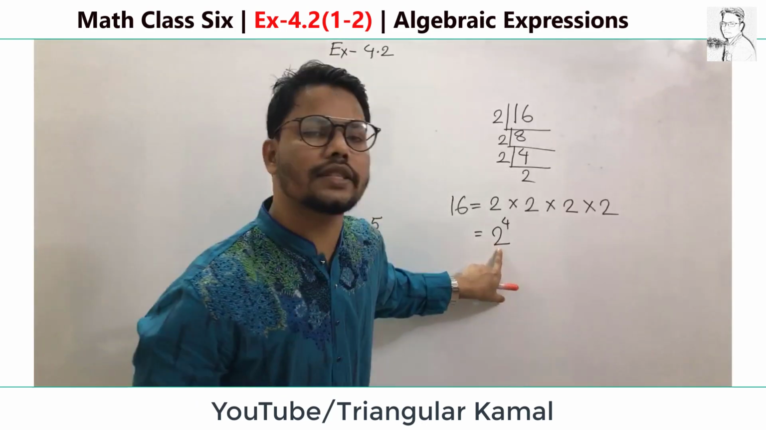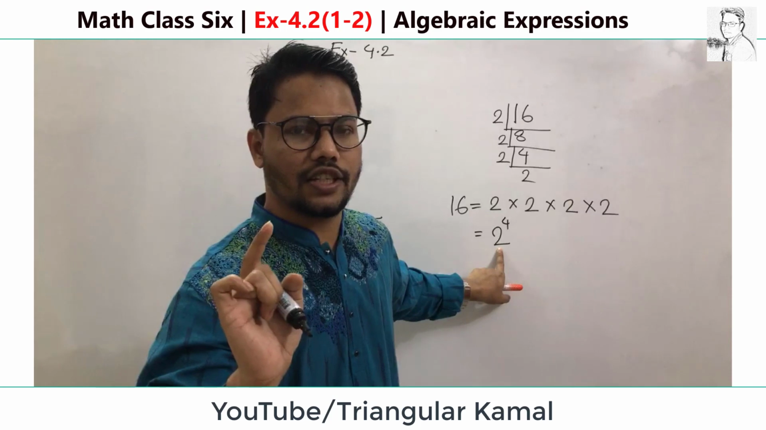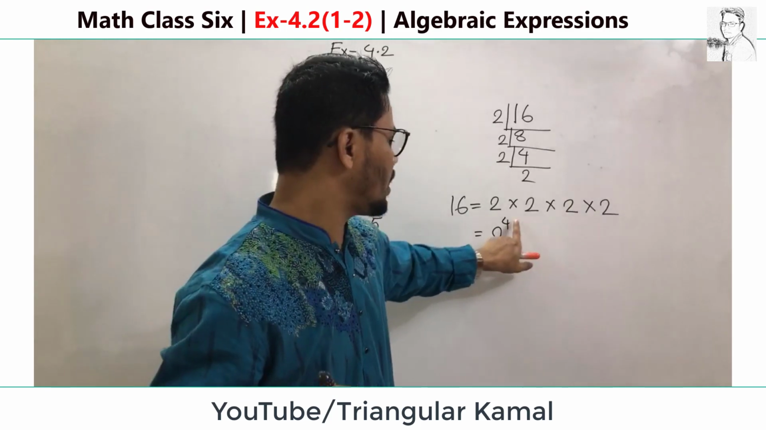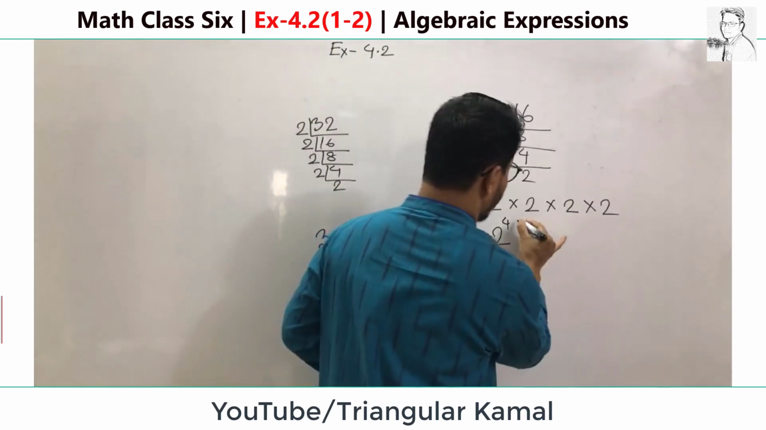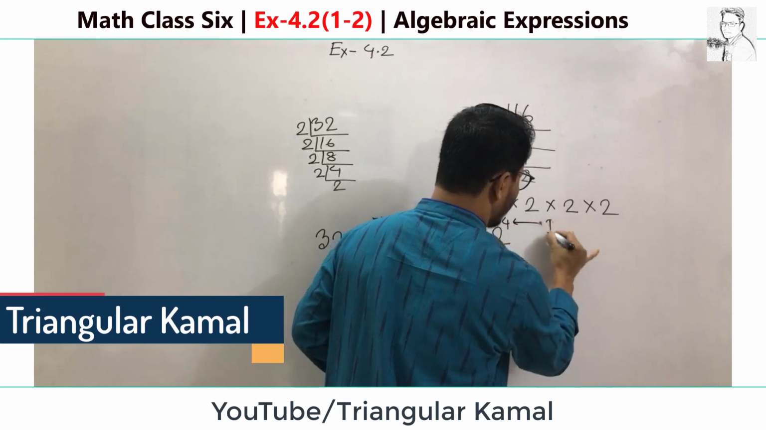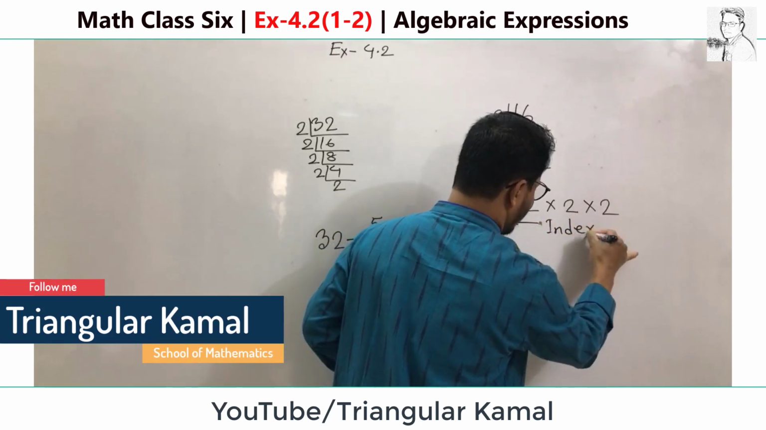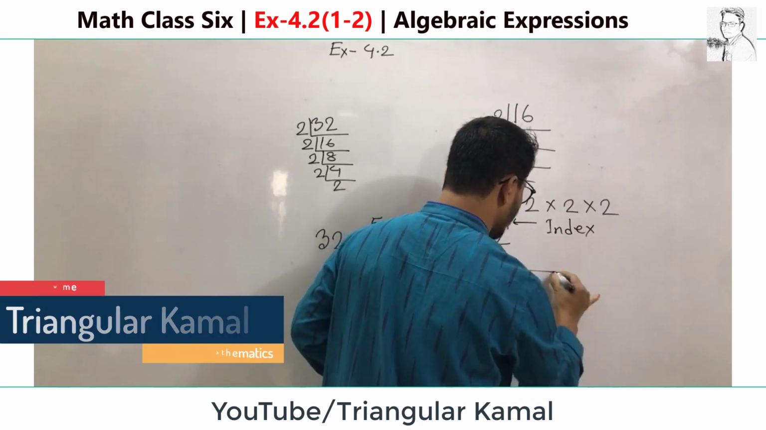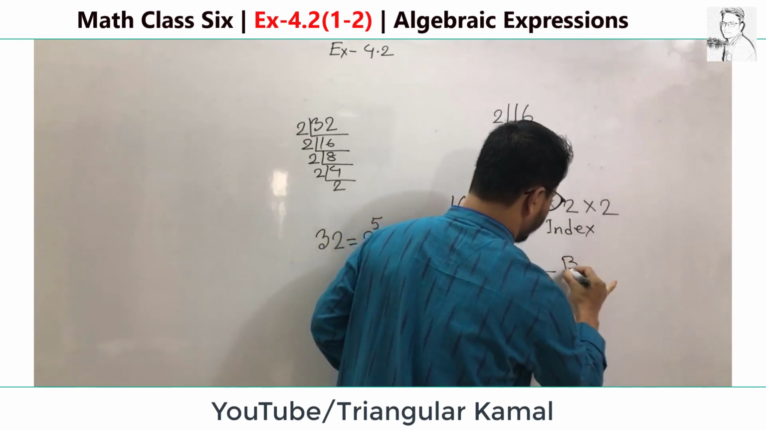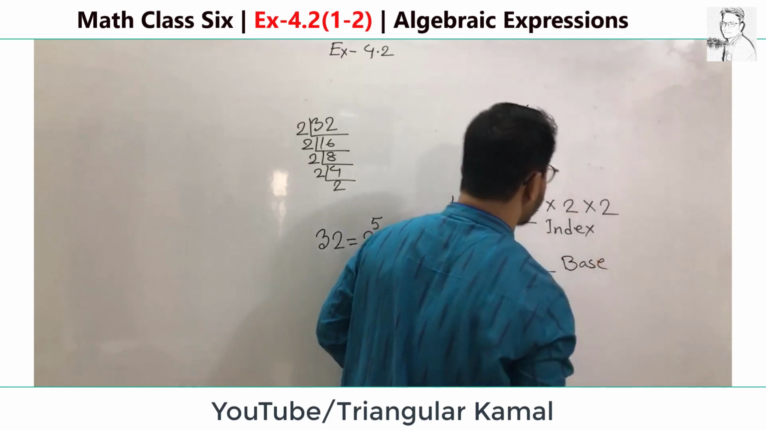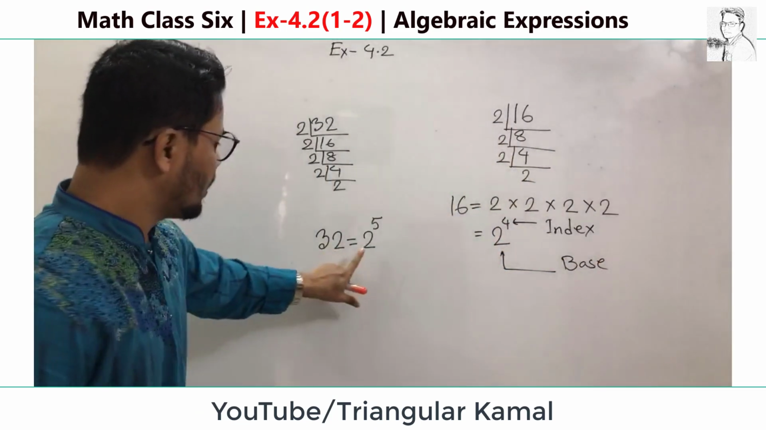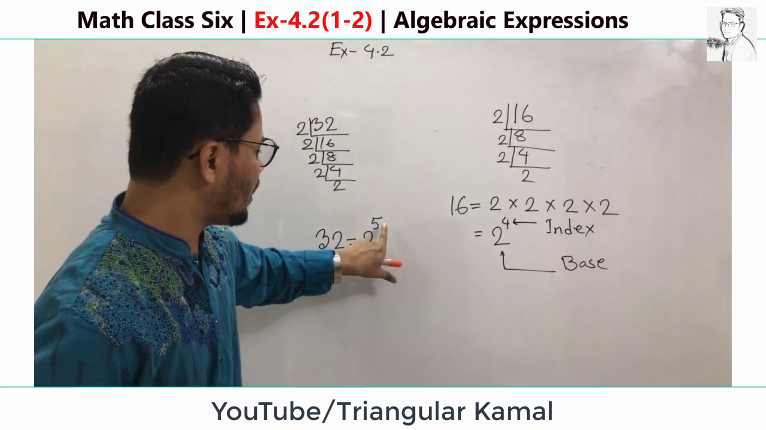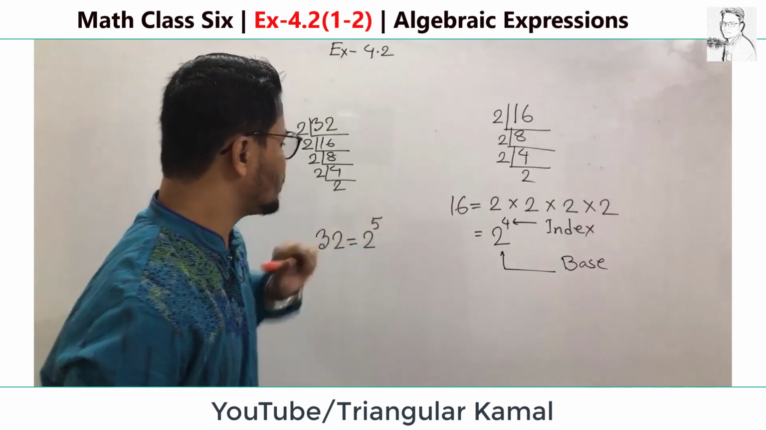So here, this 2 is called base, and 4 is called index. This is called index. And this 2 is called base. Already we know how to find here. Base is 2 and 5 is index.